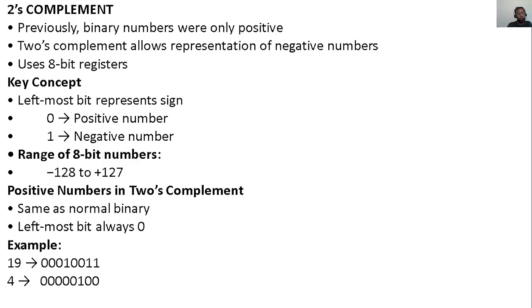The highest positive number with 8-bit registers is +127. +128, +129, +150 are out of this range, so they will not be represented using 8-bit registers. We will need higher bits, like 16 bits, for them. Positive numbers in 2's complement are the same as normal binary. The leftmost bit is always 0 in positive numbers.